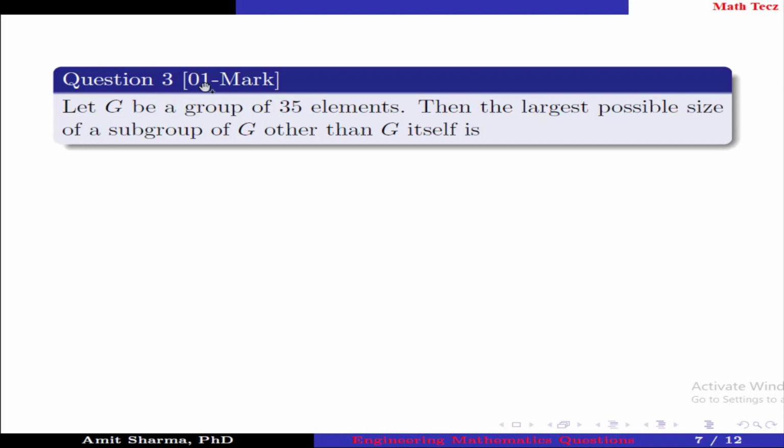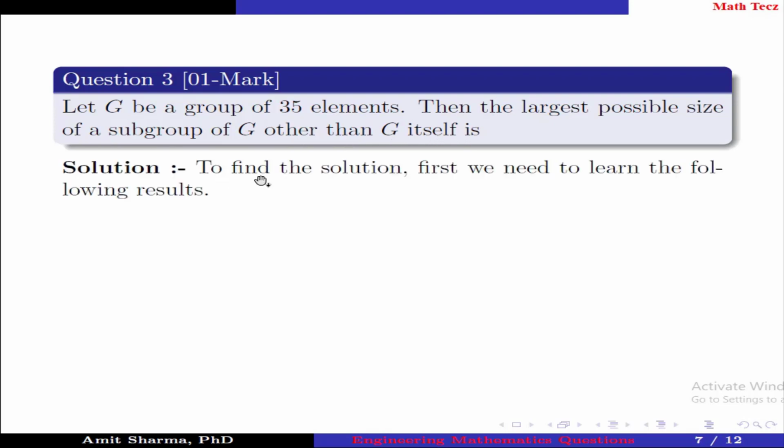Question number 3, again 1 mark. Let G be a group of 35 elements, then the largest possible size of a subgroup of G other than G itself is. To find the solution, first we need to learn the following results.